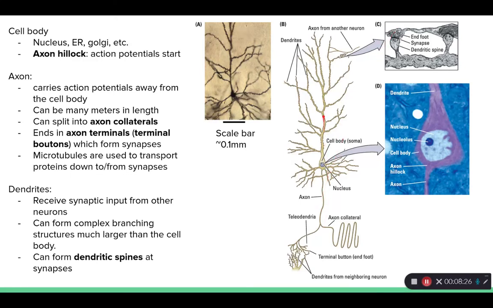Now up here on the other end of this cell, we see the dendrites, and dendrites can form these very broad, tree-like branching patterns. And the function of the dendrites is to receive synaptic inputs from other neurons. And we can see there's a little zoomed in version of this here. We see this axon terminal here is forming a synapse with this dendrite right here.